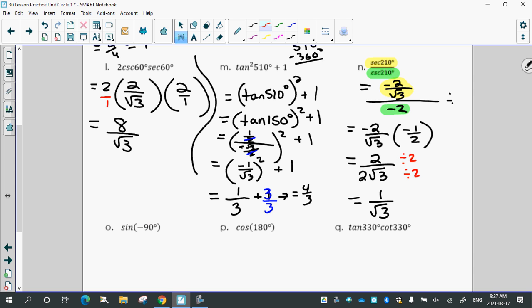And again, you can always check your answers on your calculator to make sure that you have the right exact answer. So 2 divided by 2 is 1. 2 root 3 divided by 2 is root 3. So 1 over root 3.